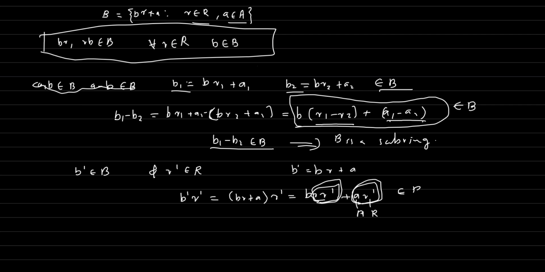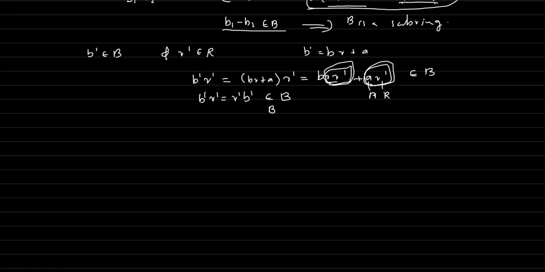So the element in this form will be in B. And here R is a commutative ring, so b dash r dash is equal to r dash b dash. So these two are in B. Therefore, B is an ideal.